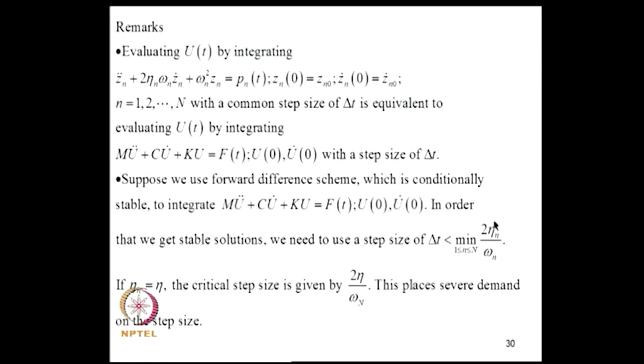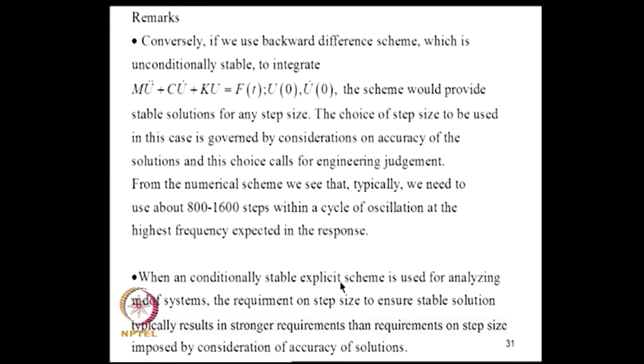Now, suppose if eta n is constant for all modes, then the critical step size is given by 2 by eta omega capital N. That means the highest natural frequency plays a crucial role in determining the critical step size if you are using the forward difference scheme. So, this places severe demand on the step size, because as you go higher up in the frequency, the time periods become small and our requirements on step size become more and more stringent.